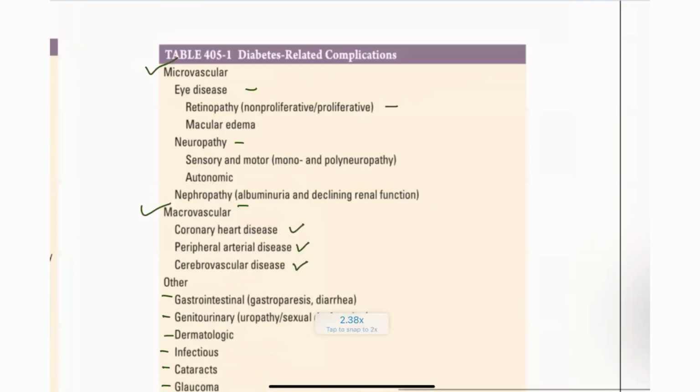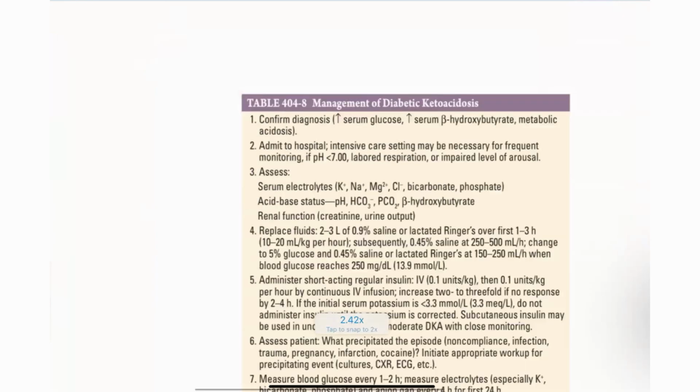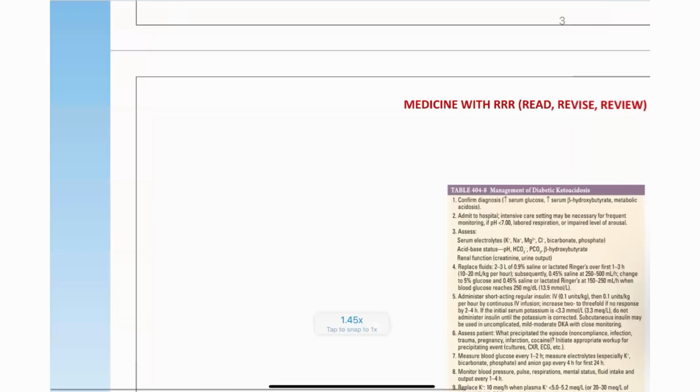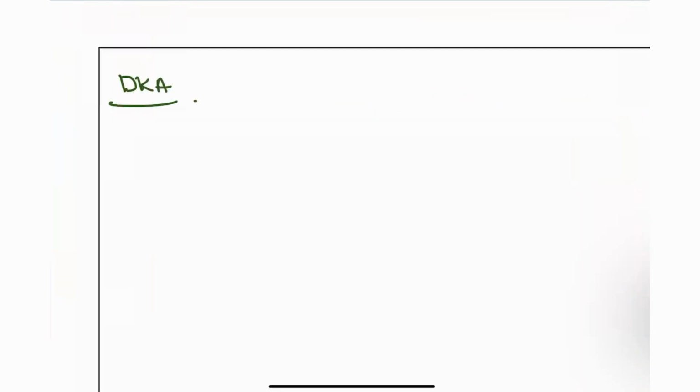Next, we have two important complications that you have to take note of. First, DKA, diabetic ketoacidosis, and then we will be discussing the hyperosmolar condition. Okay, let's see first what DKA is and in which patients DKA will be mostly seen. Basically, DKA, diabetic ketoacidosis, is seen in patients suffering from type 1 more than type 2 diabetes mellitus.